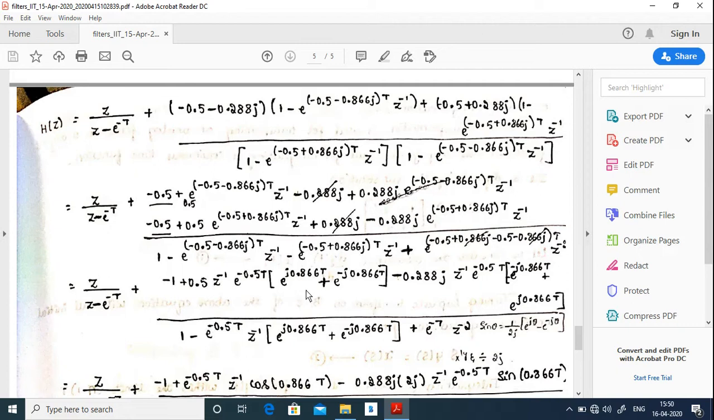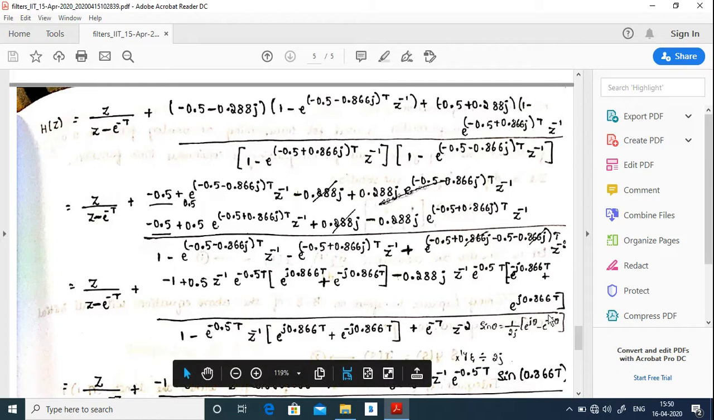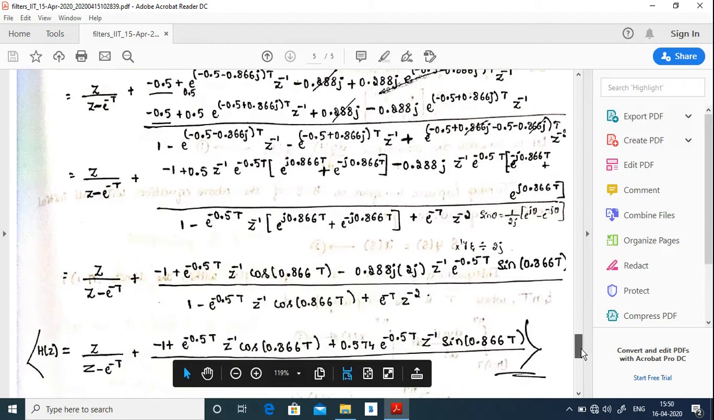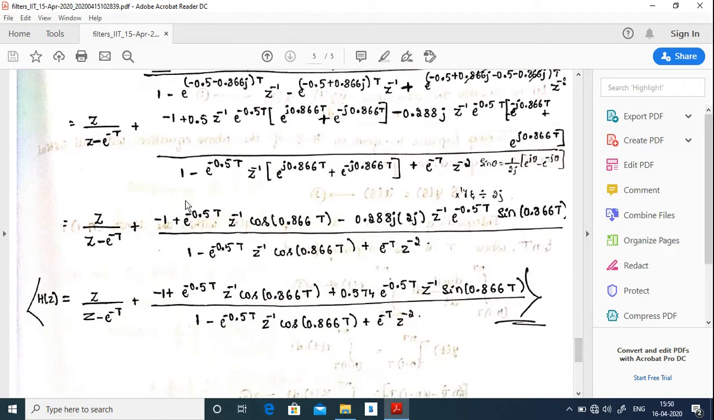As a result, you will be left with this. Similarly, if you observe this term and this term, again you can take this part as a common, that is 0.288j z power minus 1 e power minus 0.5t. As a result, you will get it like this. So here you will get a negative term and a positive term here. Don't get confused. Similarly, if you now simplify the denominator, wherever you can take common, you take common, and wherever it is possible to simplify, you will simplify. As a result, you will get it like this.